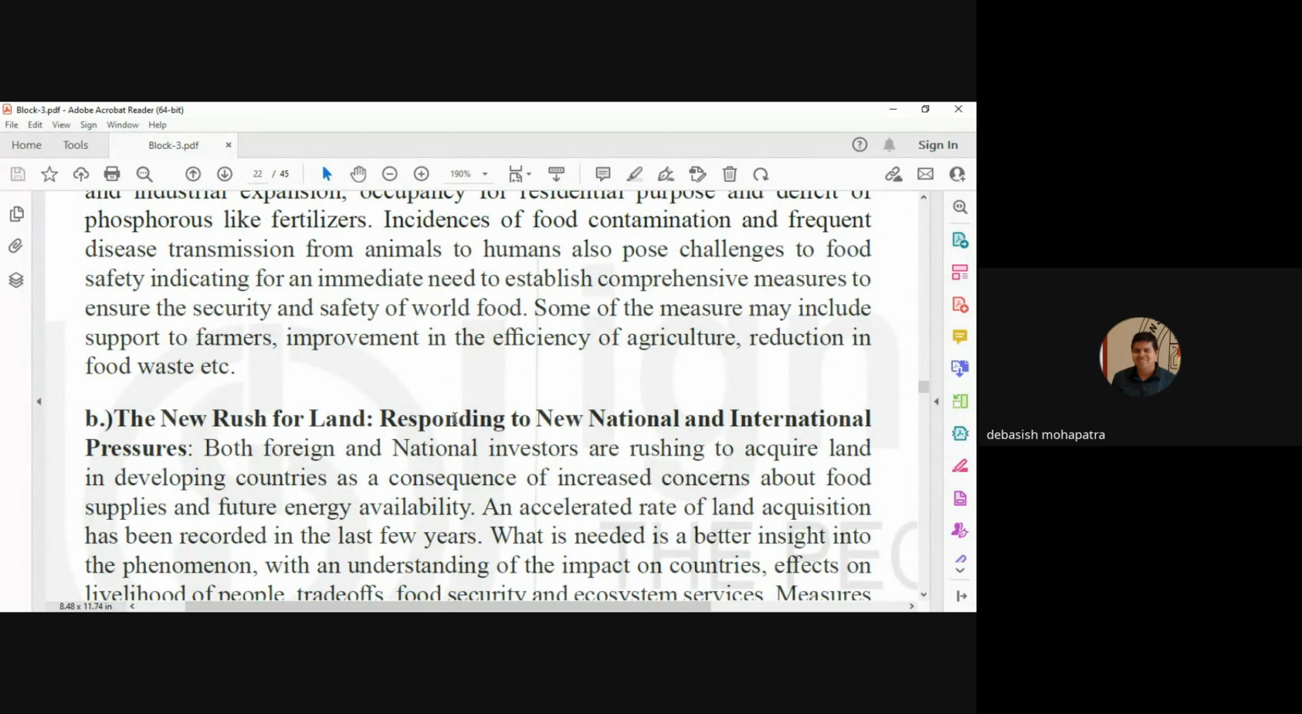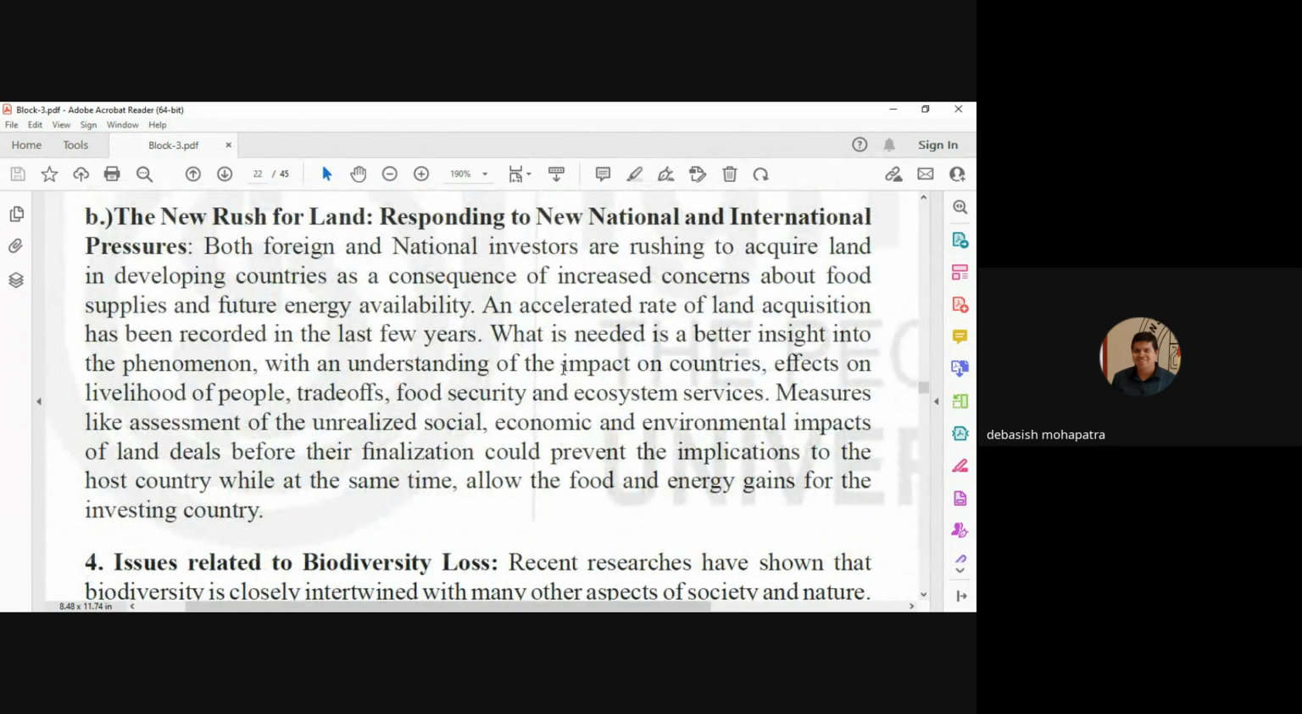Some of the measures may include the new rush for land, responding to national and international pressure. Both foreign and national investors are rushing to acquire land in developing countries as a consequence of increasing concern about food supplies and future energy availability. An accelerated rate of land acquisition has been recorded in the last few years.